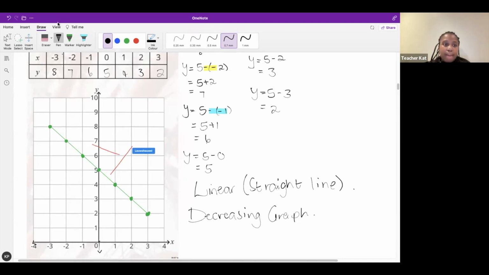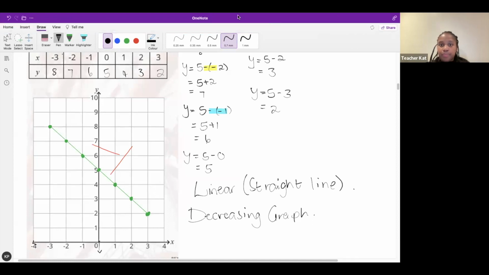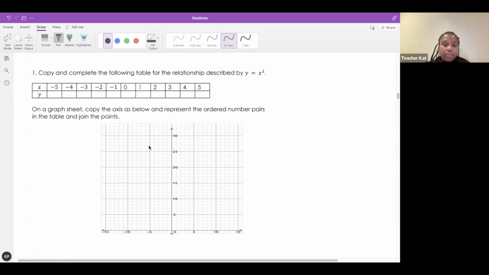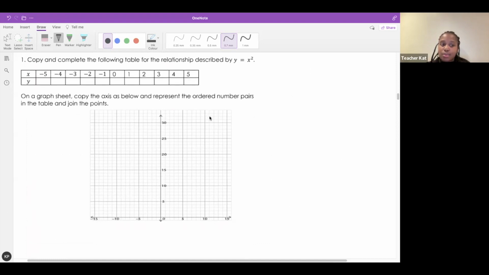All right. Let me fix this quickly. There we go. Okay. This one says copy and complete, but we already have this table. For the relationship y is equal to x squared. That's a little bit different from what we've been doing so far. So let's check. We have a lot of inputs here, so let's get going.